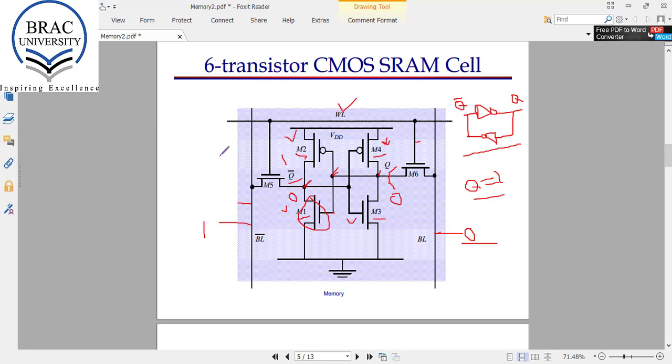In this way, we can write 0 in a cell where the value 1 was stored previously. In the same way, we can write 1 in a cell where the previously stored value was 0. In this way, we can write in a 6 transistor CMOS static RAM cell.